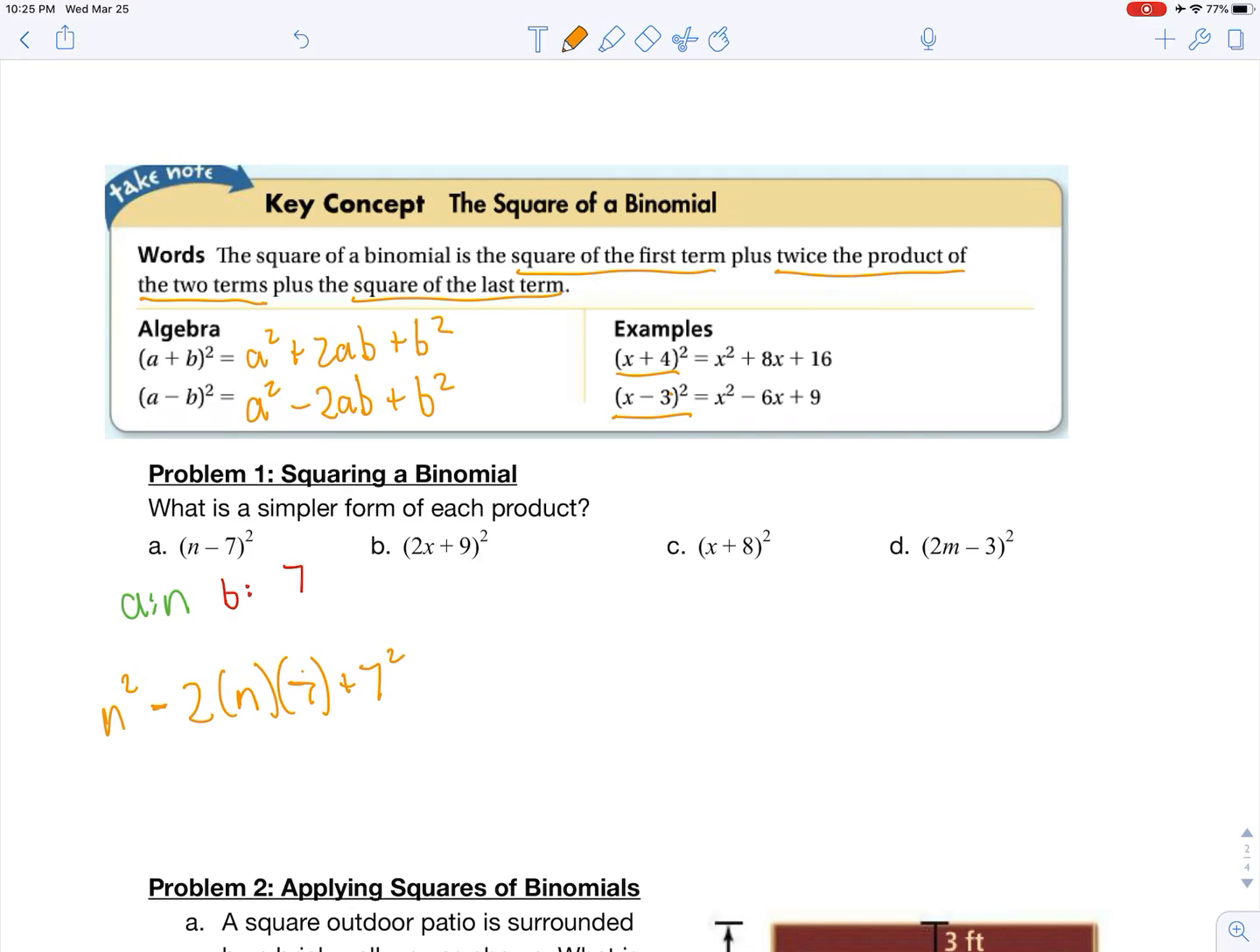So using our shortcut, n squared, can't do much with. In the middle, negative 2 times 7, I got negative 14. We've got an n there as well. And then we just got to make sure to simplify 7 squared and just get 49. So I didn't need to use box method, didn't need to use FOILing, didn't need to use distribution. I just need to use my shortcut.